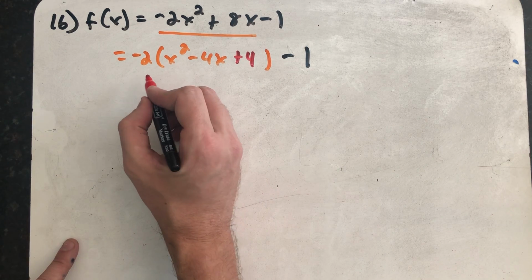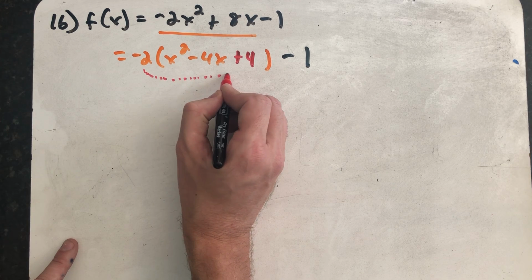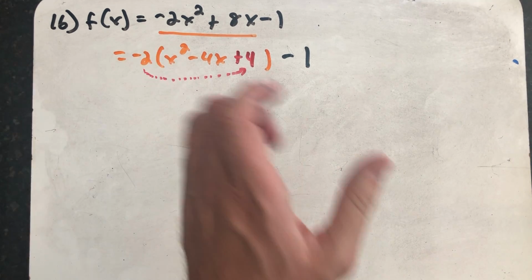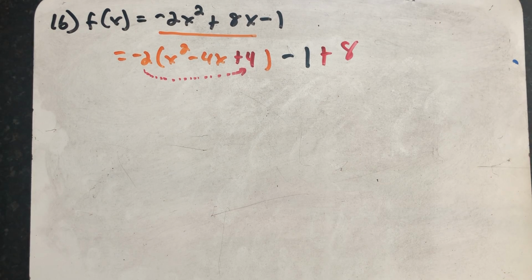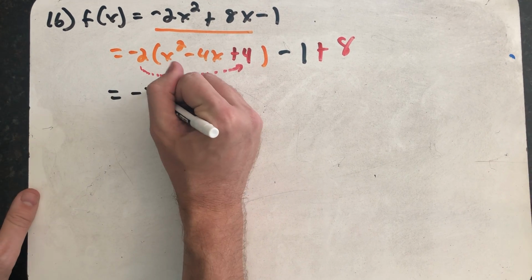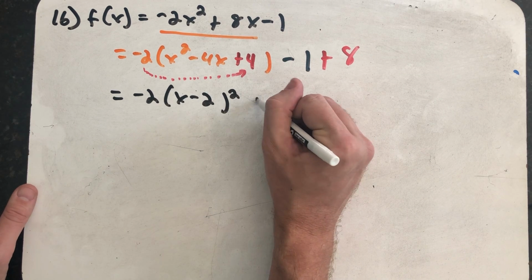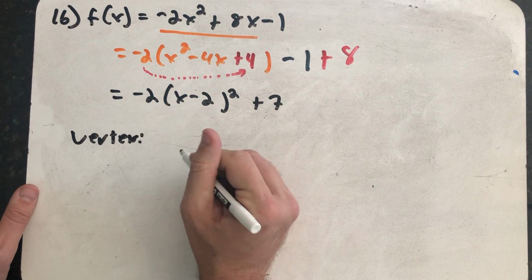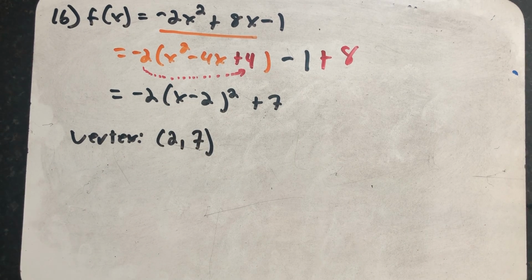And now I need to undo what I just did. But this time when I distribute, I have to remember that everything in this side of parentheses gets multiplied by minus 2. So I didn't add 4. I took away 8. So I need to think about adding 8 to undo that. There's the vertex form. So my vertex is at 2, 7.